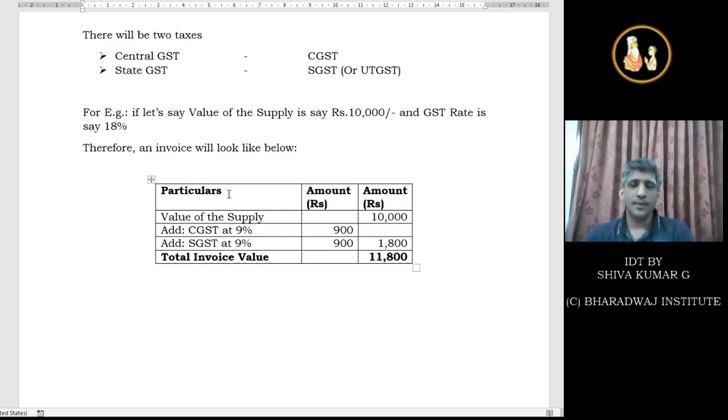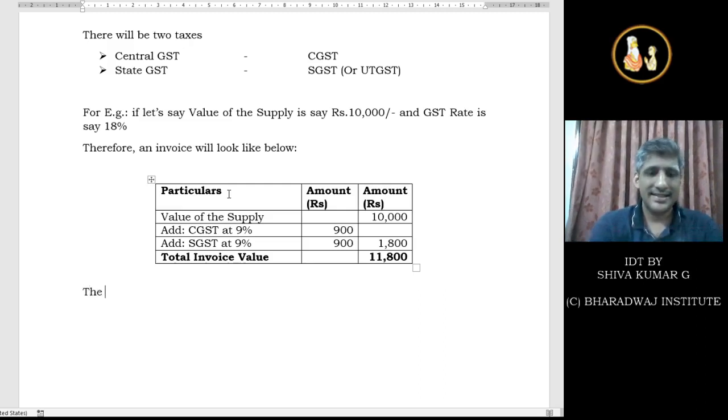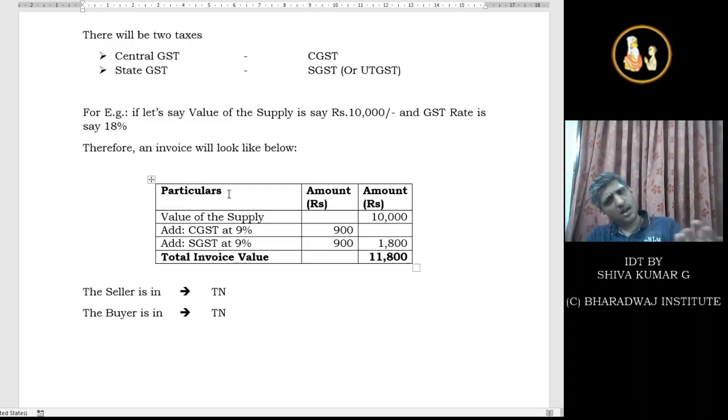Good. Now, let me ask you a question. Whom should you answer to? To yourself. The seller is in Tamil Nadu. The buyer is in Tamil Nadu. The seller and the buyer both are in Tamil Nadu. Now tell me, 10,000 rupees is the transaction. CGST is 9%, 900. SGST is 9%, 900.